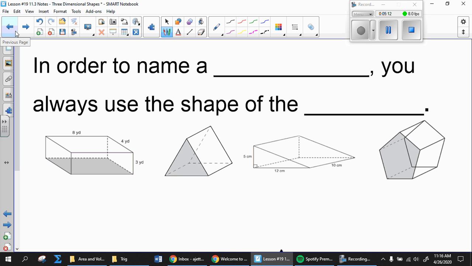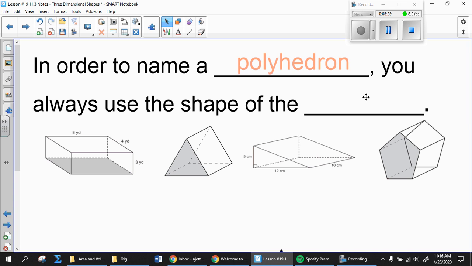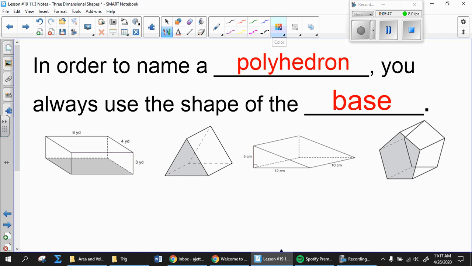All right, today we're really focusing on naming these different shapes. So cylinder, cone, and sphere are easy. That's the only name that they come with. The ones that get a little bit harder are our prisms and our pyramids. So in order to name a prism and a pyramid, we always use the shape of the base. In order to name a polyhedron, which is our prisms and our pyramids, we always use whatever shape the base is. So remember, on a prism, we have two bases. On a pyramid, we have one base.